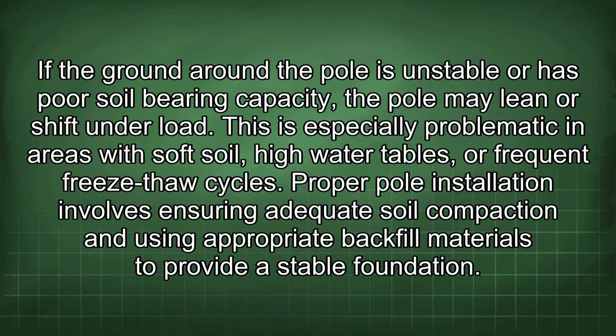Uneven ground conditions can also compromise a pole's ability to withstand lateral loads. If the ground around the pole is unstable or has poor soil-bearing capacity, the pole may lean or shift under load. This is especially problematic in areas with soft soil, high water tables, or frequent freeze-thaw cycles. Proper pole installation involves ensuring adequate soil compaction and using appropriate backfill materials to provide a stable foundation.